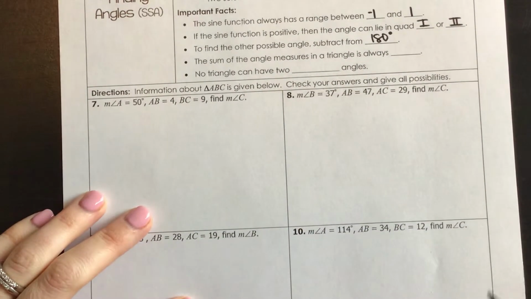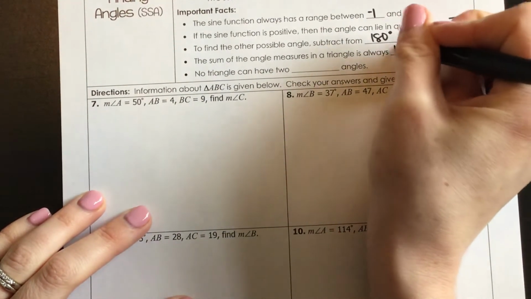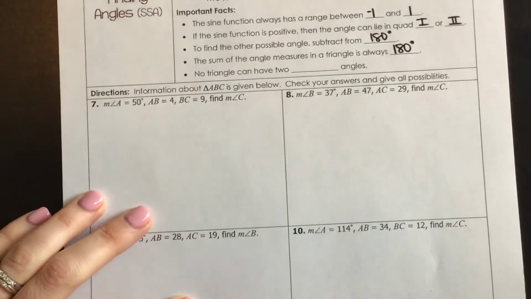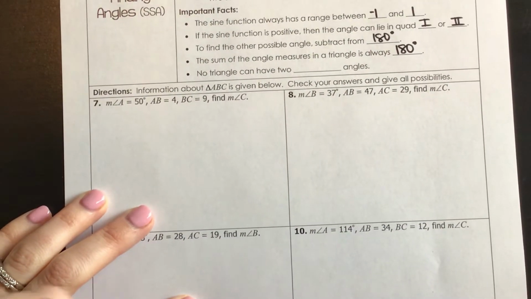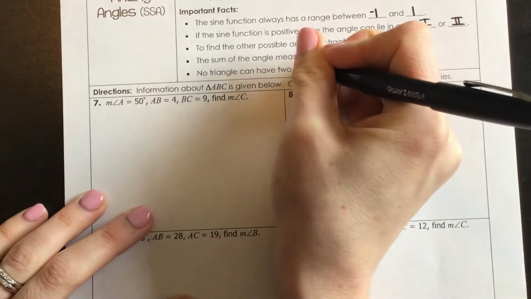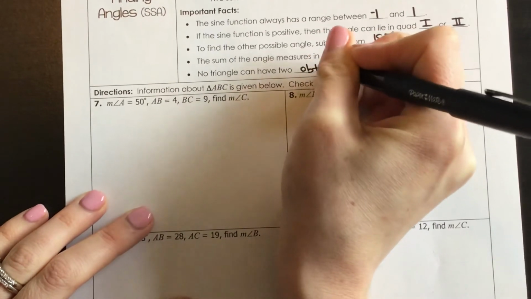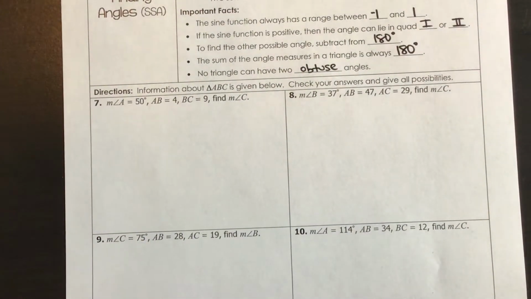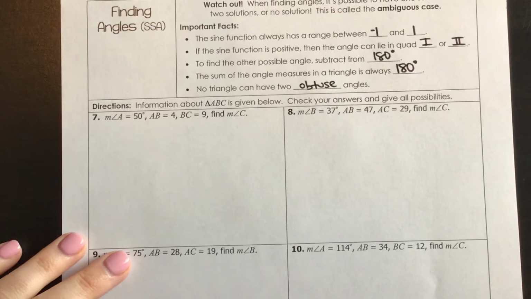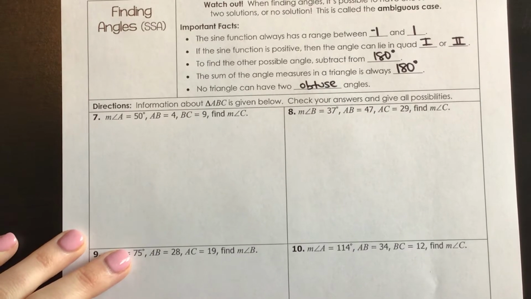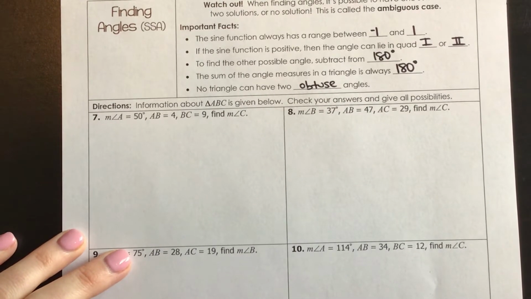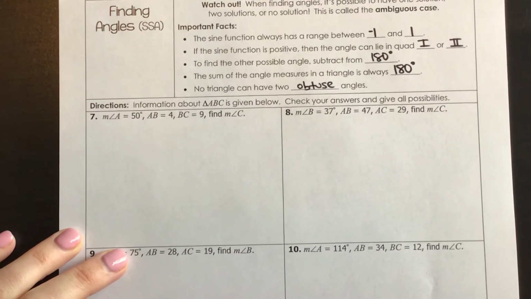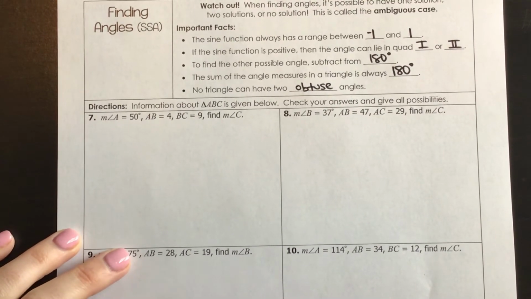One other thing we talked about on the previous page: the sum of all three angles is always 180 degrees. And finally, because of that, no triangle can have two obtuse angles. Remember, obtuse angles are bigger than 90, so you can't have two obtuse angles within the same triangle because they always add up to 180 degrees. So you might not have any obtuse angles, but at a maximum, you can only have one.